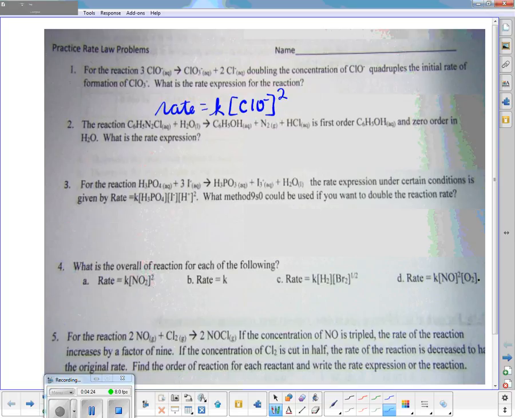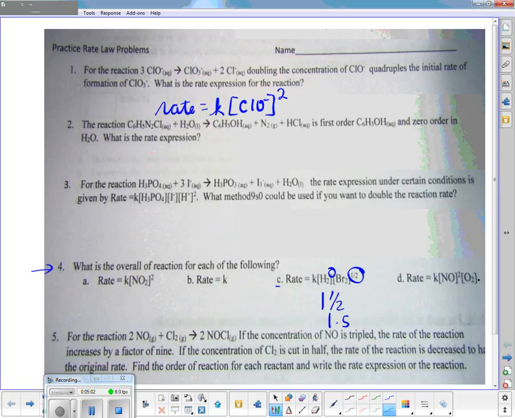I know. Okay, so let's go down here. Number 4. The overall rate is just adding the exponents together. So let's do C. What would be the overall rate of C? 1.5. Because there's a 1 right here, and there's a half right here, so the overall rate is 1.5.